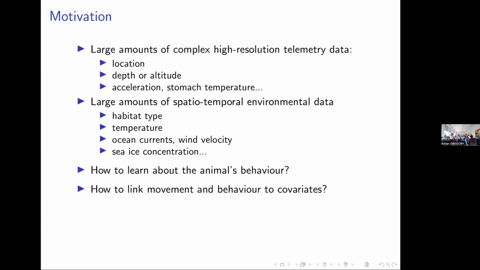We also are now dealing with more and more spatial temporal environmental data. You can now download sea ice concentration for the last 20 years at a daily resolution. You can get habitat type layers, but all those things are very difficult to incorporate into these types of models. So I wanted to be able to incorporate these things in order to learn more about animal behavior than just what the horizontal trajectory is telling us. And I also wanted a way to link movement and behavior to these spatial covariates.